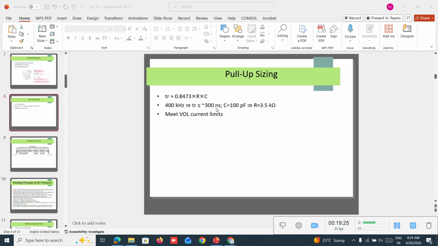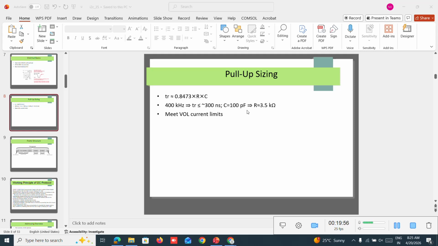Okay, so this picofarads conversion means, see, TR equal to 0.8473 into R into C. R value is 3.5 kilo ohms and C value is 100 picofarads. Okay, 10 to the power of minus 3 means milli, 10 to the power of minus 6 means micro, 10 to the power of minus 9 means nano, 10 to the power of minus 12 means pico, and then 10 to the power of minus 15 means femto.